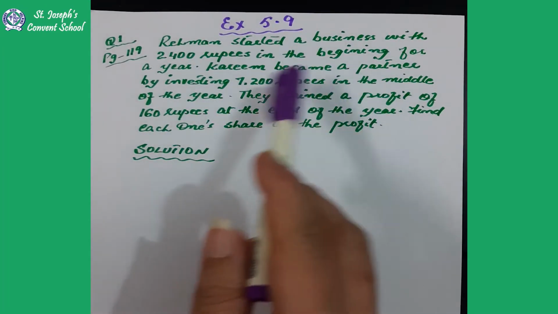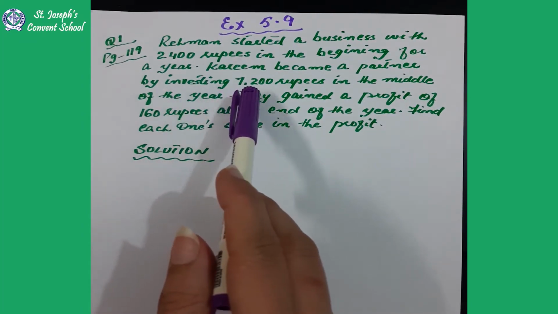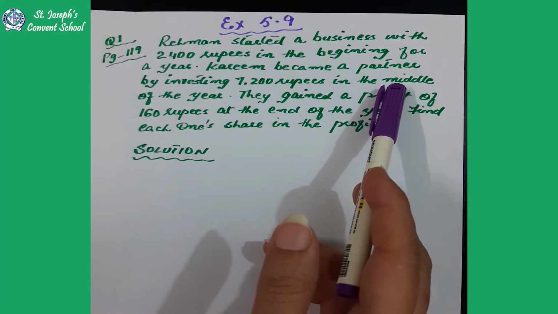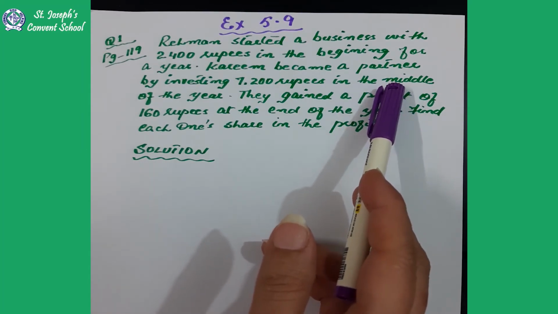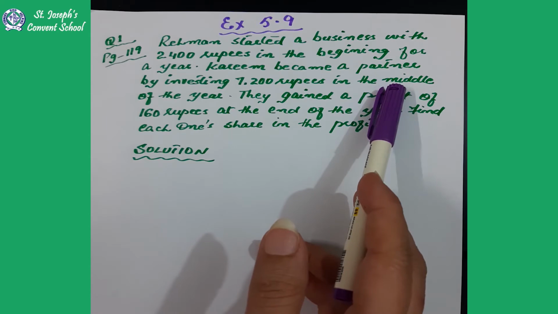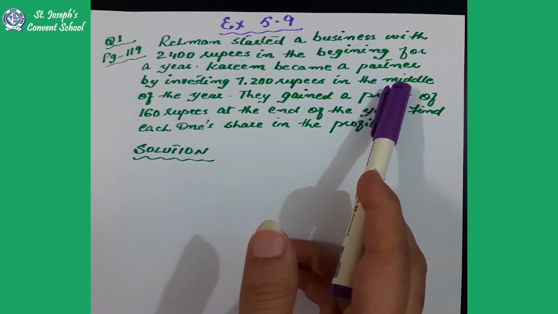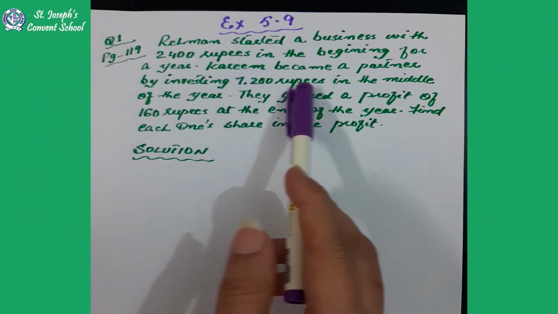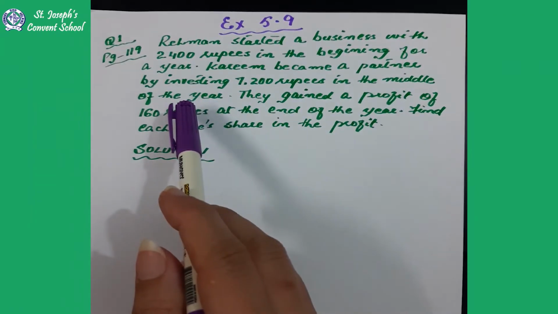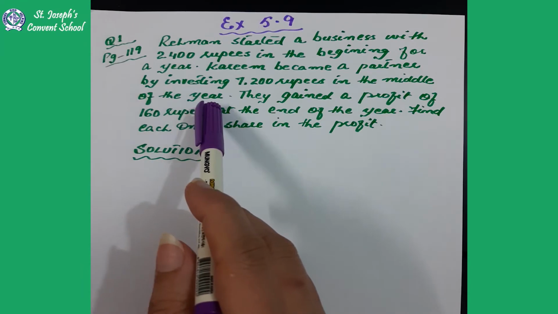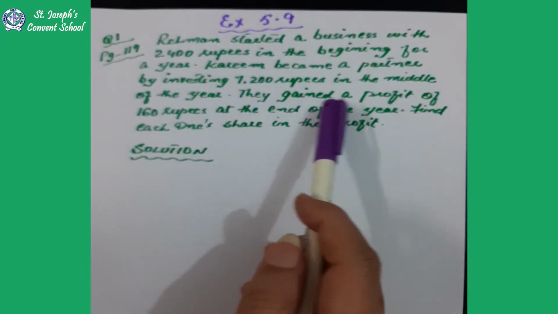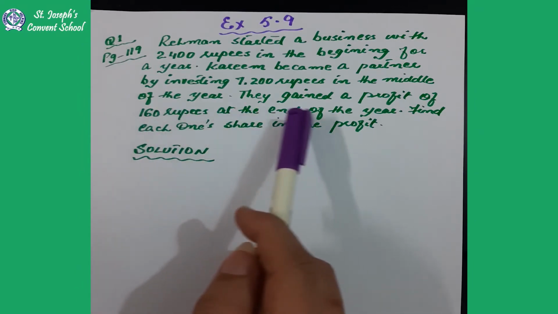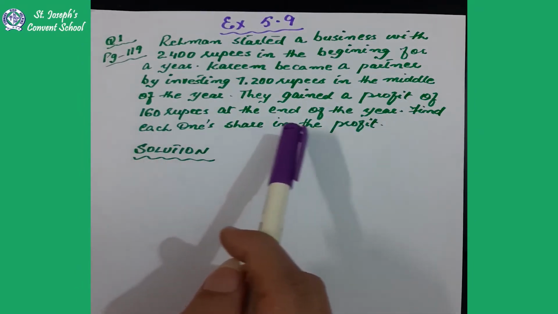Kareem became a partner and he invested 7200 rupees in the middle of the year. Middle of the year means 6 months. After 6 months he has invested, so the remaining 6 months. So this person Kareem has invested in the 6th month. For 6 months they gained a profit of 160 rupees at the end of the year. Find each one's share in the profit.